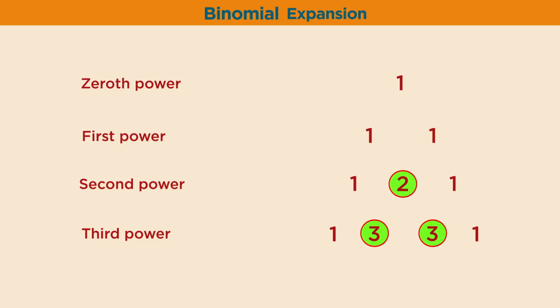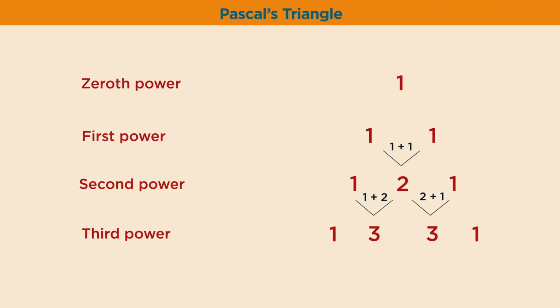How are they generated? Suppose I do this. Does this help you see a relationship? Each term is actually obtained by adding the two terms just above it. 1 plus 1 is 2. 1 plus 2 is 3. 2 plus 1 is 3. The arrangement of these coefficients is what we call the Pascal's triangle.